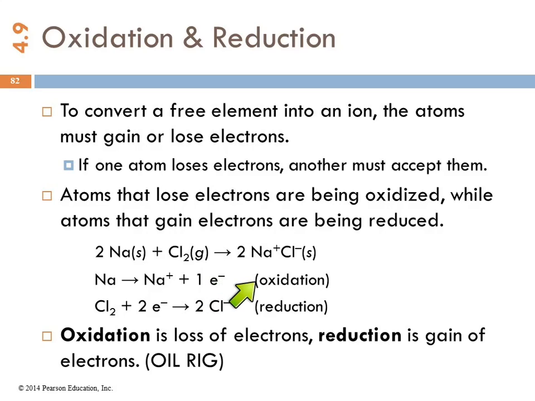If there's an oxidation, there has to be a reduction. The chlorine had no charge. There's 2 chlorines in here. Each of them gained 1 electron, and then we got 2 chloride ions. And so the chlorine gained electrons, that's reduction. Okay? Oxidation is loss of electrons, reduction is gain of electrons.